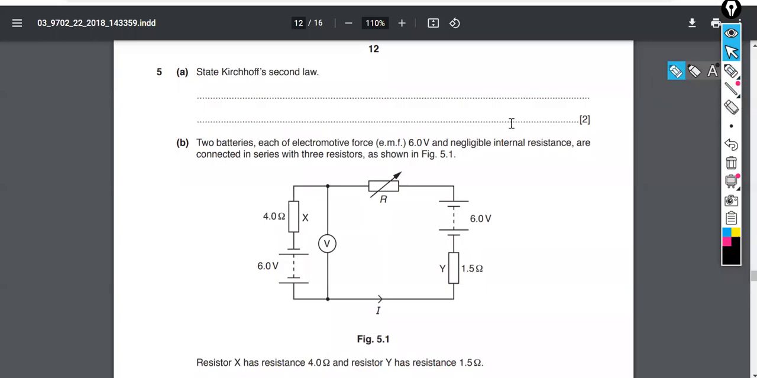All right, in this worked example, we're taking a look at state Kirchhoff's law. Let me get my microphone going now. Microphone check 1, 2, 1, 2, 3. There we go.